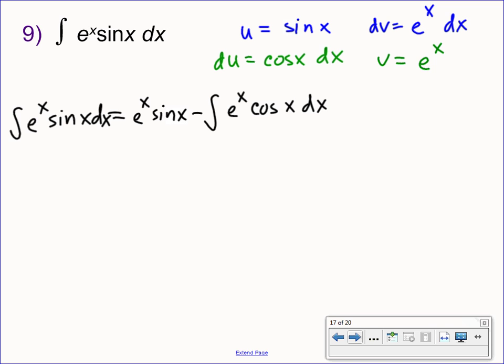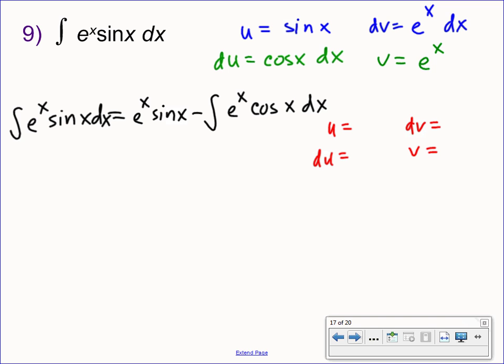But similar. Well, let's do round two. That worked for us before. I'm going to change colors, and again, I'm going to go with u, dv, du and v. So what would we pick now?